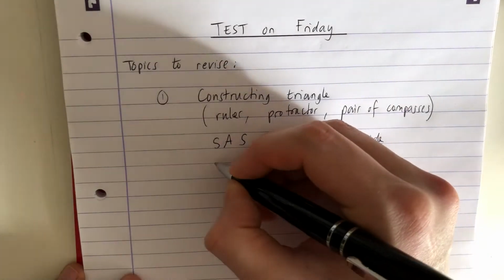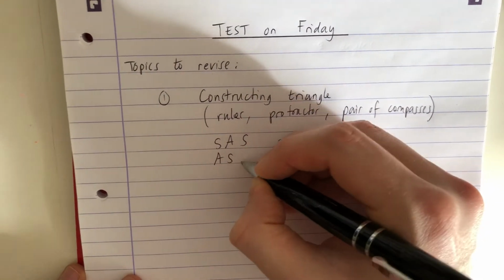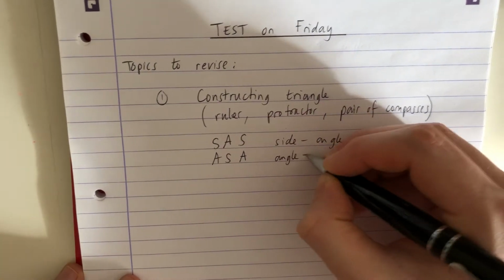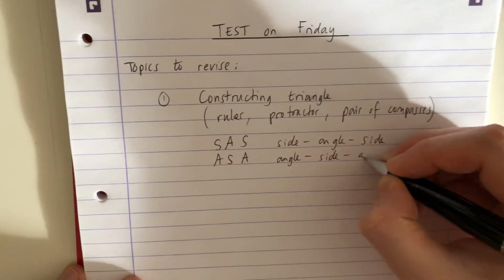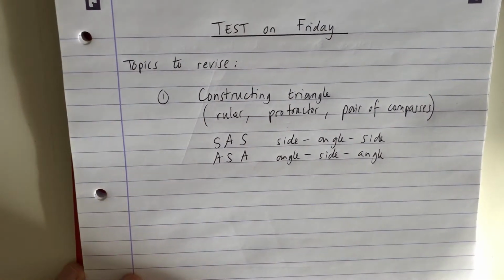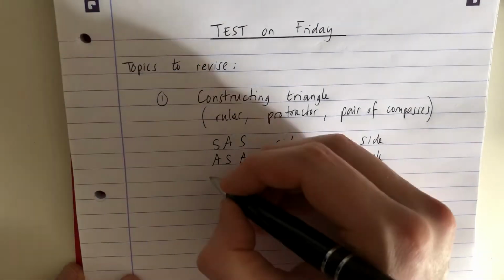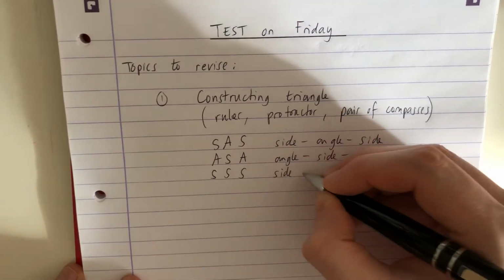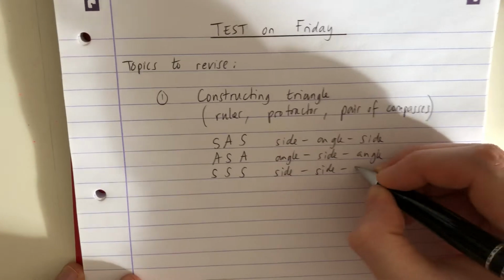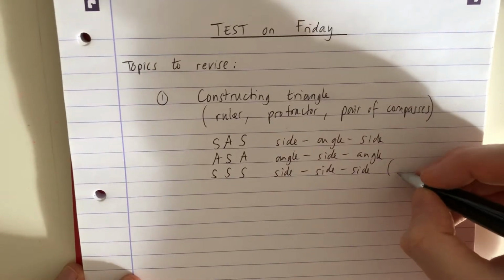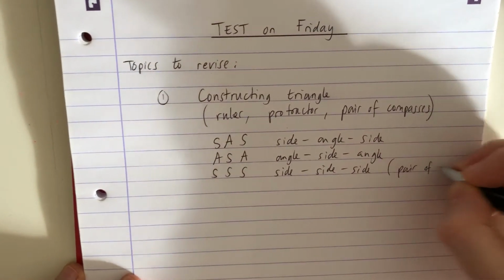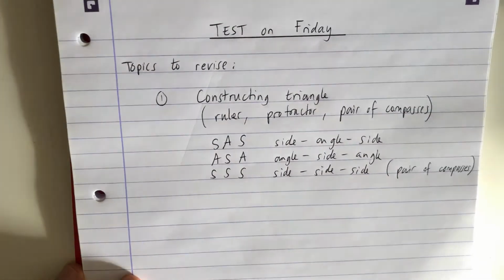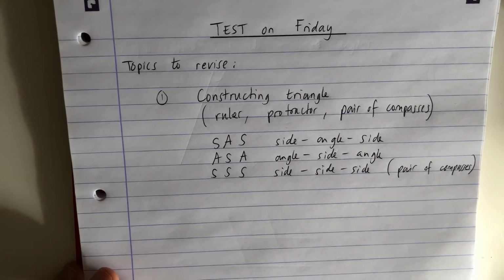Then there was ASA, angle, side, angle. And there were some slightly different instructions for that. And then side, side, side. This is the hardest one. That's the one where you need a pair of compasses. Again, we did lots of practice in our books for that. That's topic number 1.